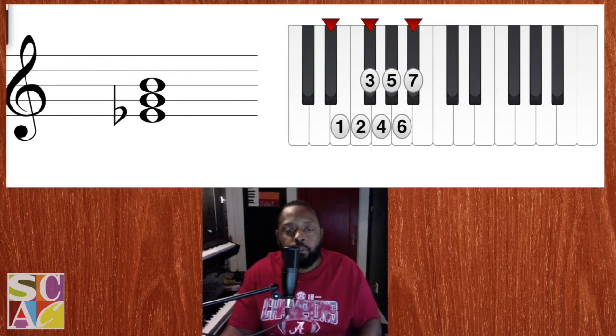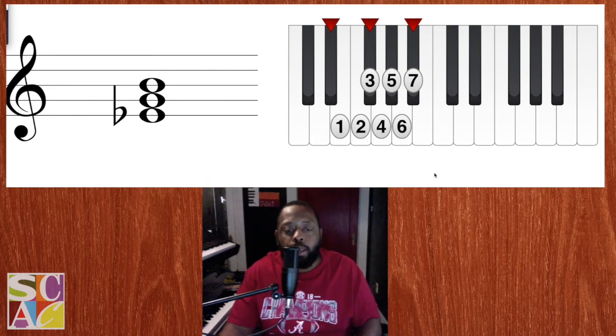Let's look at the keyboard first. From E flat to G, we know is a major third. But we need to make it a minor third. So we're going to take this G and we're going to lower it a half step to G flat. We also need to make the B flat as well. Now we know in the key of E flat major, you have E flat, G, and B flat.